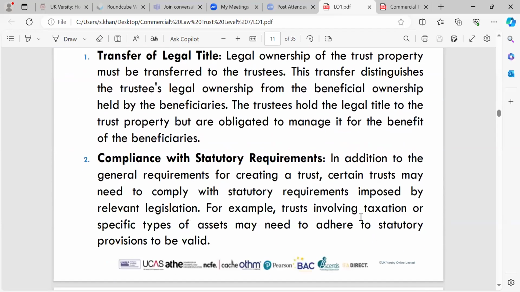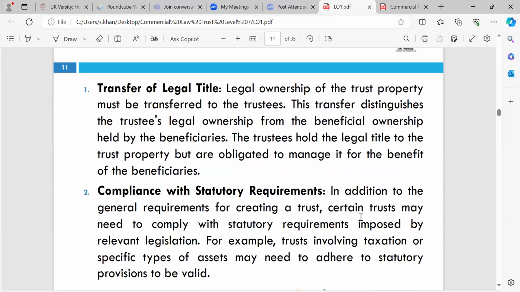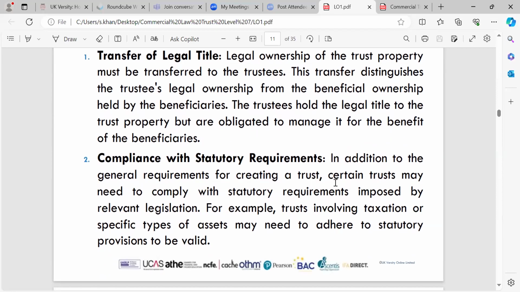Transfer of legal title. So legal ownership of the trust property must be transferred to the trustee. This transfer distinguishes the trustee's legal ownership from the beneficial ownership held by the beneficiaries. The trustees hold the legal title to the trust property but are obligated to manage it for the benefit of the beneficiaries. They need compliance with statutory regulations.